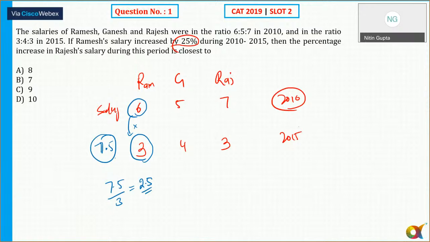So the question is the percentage increase in Rajesh's salary. Here 3 is equivalent to 7.5. So here also 3 must be equivalent to 7.5. So there is a change of how much? 0.5. So how much percent? I can say 0.5 by 7, that will come out to be approximately 7%. The answer is option number B here.